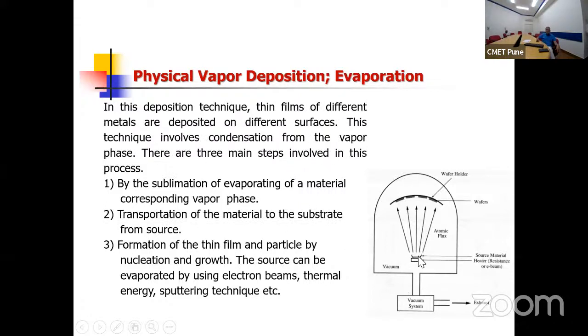One can use inductive heating, melting the material and bringing it into vapors, and then that is deposited on whatever substrates are kept there. By the sublimation or evaporation of the material, the corresponding vapor phase is transported from the source to the substrate, forming thin films and particles by nucleation and growth. The source can be evaporated by using electron beams. In place of thermal heating, one can use the electron beam to melt the material, then evaporate it and form the nanoparticle and other things.